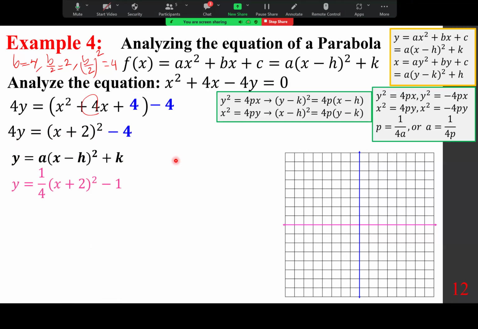Going with this formula, now you have a lot of information. a is 1/4, the vertex is at -2, -1, and this thing opens up because it's quadratic with respect to x. So again, here's the vertex, -2, -1. Because a is positive 1/4, it opens up.